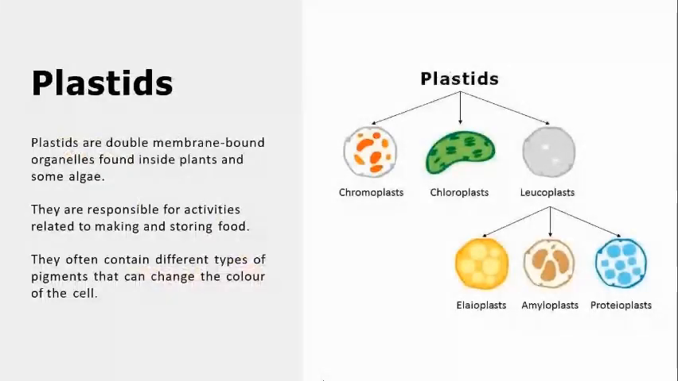Plastids. Now, plastids are double membrane-bound organelles found inside plants and some algae. So they are responsible for activities related to making and storing food. They often contain different types of pigments that can change the color of the cell. Now, plastids can be chromoplast, chloroplast, or leucoplast.